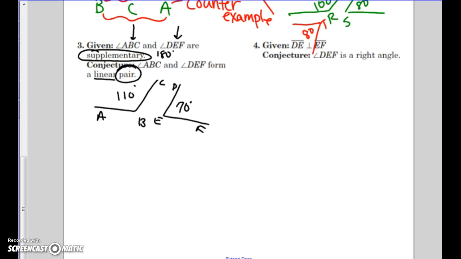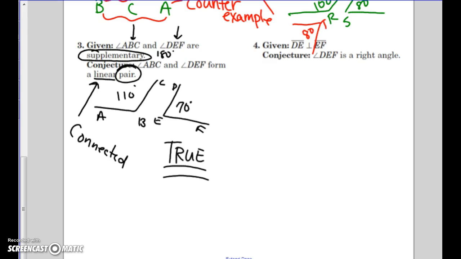What is a linear pair? Two angles that make a line. Are these two angles, and do they make a line? No. Remember, a linear pair must be connected. So what that means is I can't draw this any other way, so this is a true statement. Because I can't make a counterexample. It's the only way I can draw it. Oh, well, it's false because it doesn't make a linear pair, but I don't have a counterexample. They're not connected. Does that make sense?